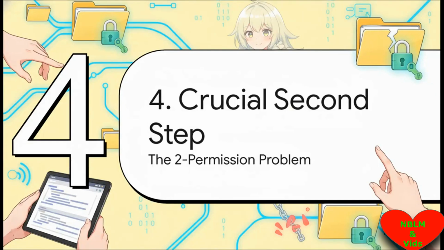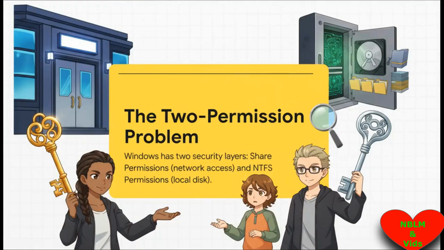And that brings us to the most important piece of this whole explainer, understanding and solving what I call the 2-permission problem. This is the secret sauce. Once you get this, you'll be able to make command line shares work every single time. Here's the deal. Windows security has 2 different layers. The net share command we just ran, it only took care of the first layer, the share permissions. Think of that as the key to the front door of an apartment building. But you still need the key to the actual apartment. That second key is the NTFS permissions. That's what controls who can actually read and write the files on the hard drive. And right now, our user John doesn't have that key.